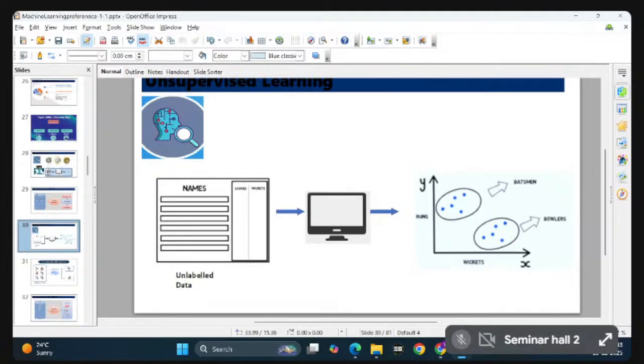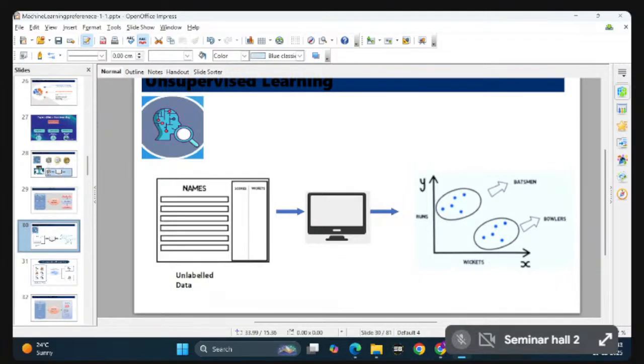Not only the Indian cricket team. In a cricket team also there are some bowlers and batsmen. So here it has been made into two types of clusters. Okay. Unsupervised learning cluster will be what? What is the cluster meaning now?